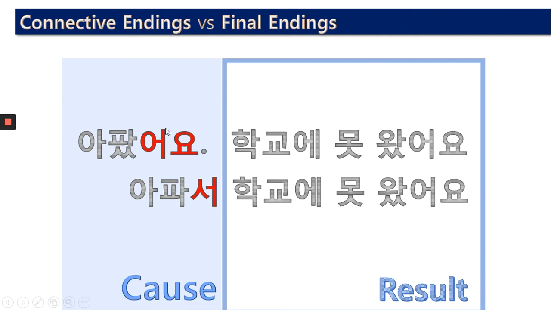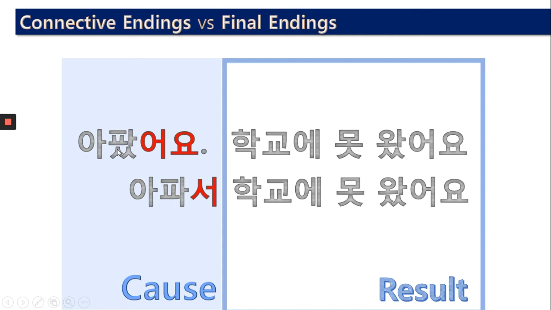So instead of using a final ending, this 서 is a connective ending. This is a connective ending, not a final ending. Connective endings are like conjunctions. So this part is the subordinate clause and this part is the main clause. Main clause and subordinate clause. So 아파서 학교에 못 왔어요. What is different is here.